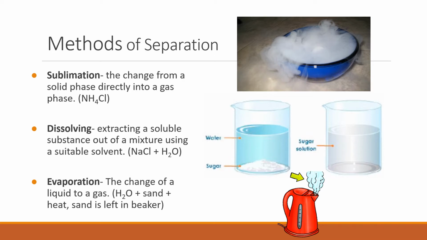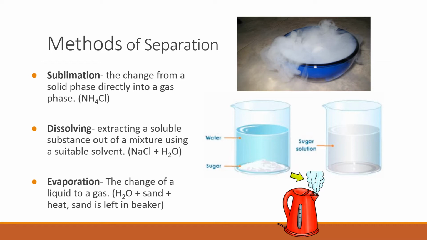So sublimation is the change from a solid phase directly into a gas phase. That will happen with the ammonium chloride. That'll be the first thing that we observe: if we directly heat our mixture, the ammonium chloride will sublime off and produce a white smoke.